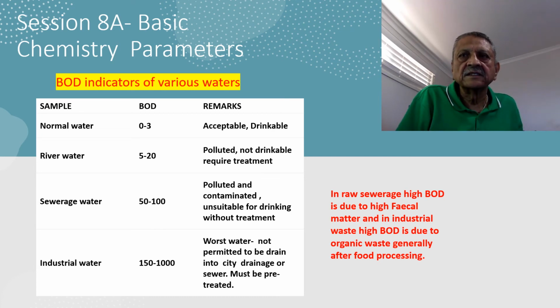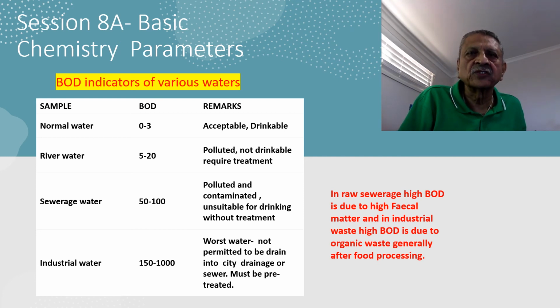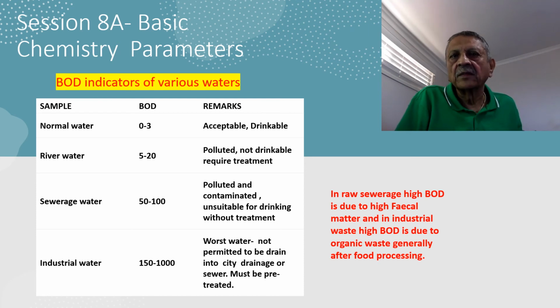And in industrial wastewater, the high BOD is due to organic waste generally produced after food processing. So for industrial water, the BOD can be between 150 and 1000. Water at these BOD levels is extremely polluted and is not permitted to be drained into the city drainage or sewers without pre-treatment.